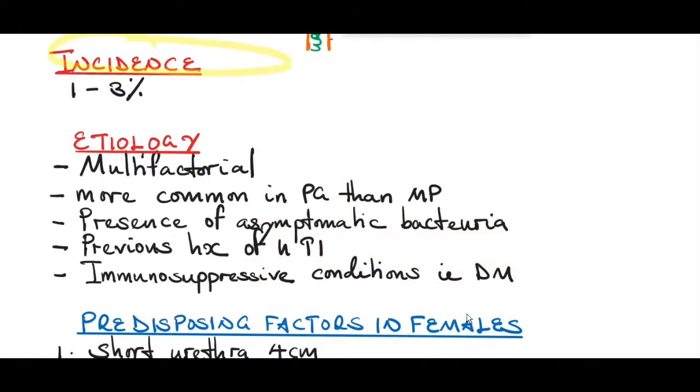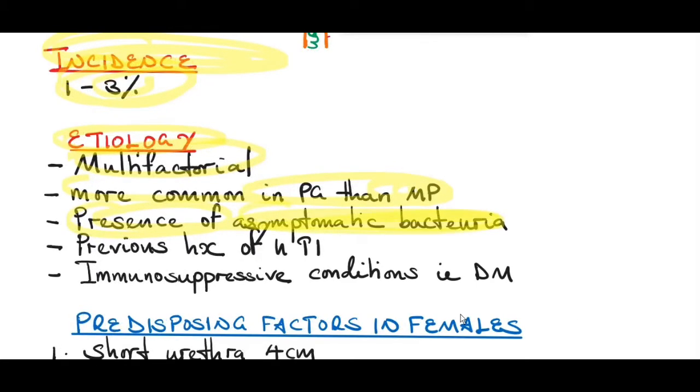The incidence of urinary tract infections is about 1 to 3% of pregnancies, and the etiology is multifactorial. It's more common in primigravidas than multiparous women, and there's almost always a presence of asymptomatic bacteriuria. Asymptomatic bacteriuria is a condition where there's bacteria in the urine, but it does not cause symptoms of a urinary tract infection. But that bacteria in the urine can cause a urinary tract infection.